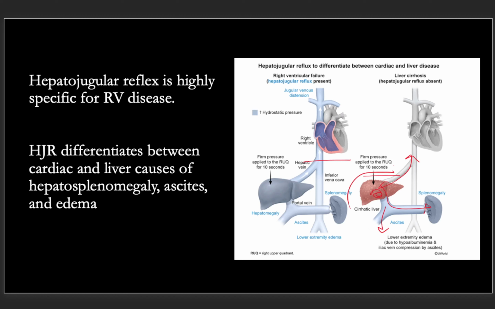Let me just reiterate something here. The hepatojugular reflux is basically when you have liver enlargement and abdominal enlargement, and you're trying to figure out why that is. They both have leg swelling and abdomen swelling. And the idea is, if you press on the liver and you can send someone's JVD increasing, that indicates that the liver is fine.